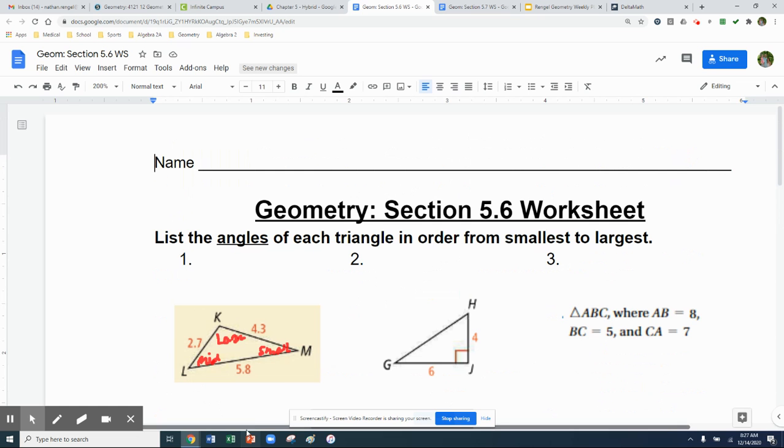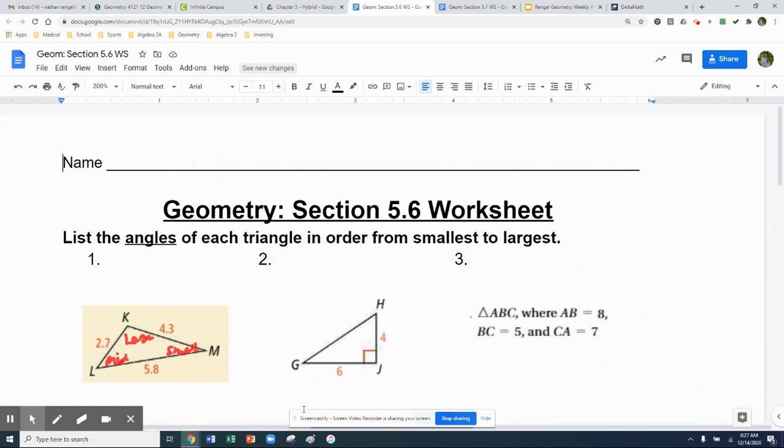Yeah, so number 3, Leighton, you're going to want to draw a picture of this one. So right here, I would draw a picture, and let's call it ABC. Now this is not going to be to scale. I'm just kind of drawing a picture. AB is 8, CA is going to be 7, and then BC is going to be 5.